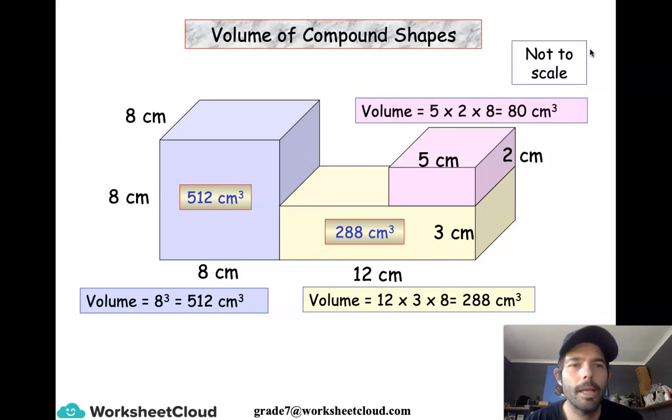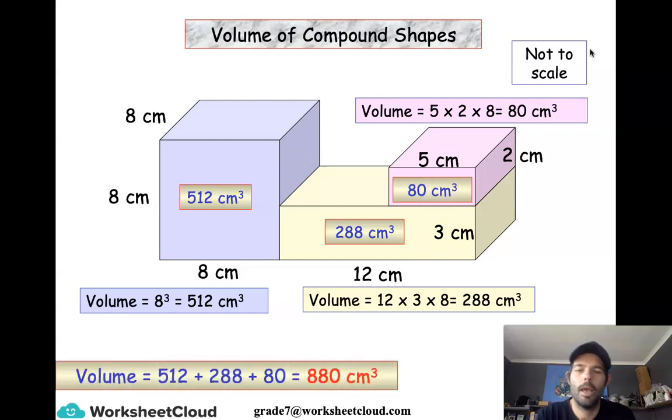times 2 times 8, and again you needed to recognize the width is 8, and that's going to give you 80 centimeters cubed. Our job's not done there, so now we need to add up those 3 different volumes, and we get 880 centimeters cubed. So well done if you worked out the volume of that compound shape.